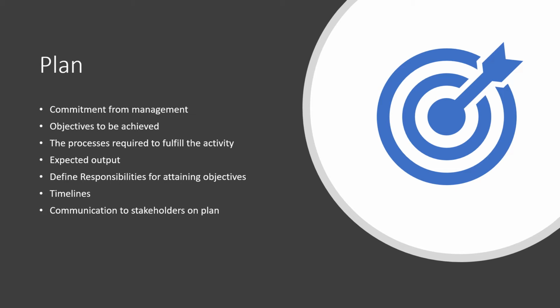And the expected output to be documented in the plan. You need to write down what the ultimate outcome of this particular planning activity is. Define responsibilities for attaining objectives. Here, who is responsible, or which particular role is responsible for this activity? We need to define the roles and responsibilities, whatever is applicable, to fulfill this plan.